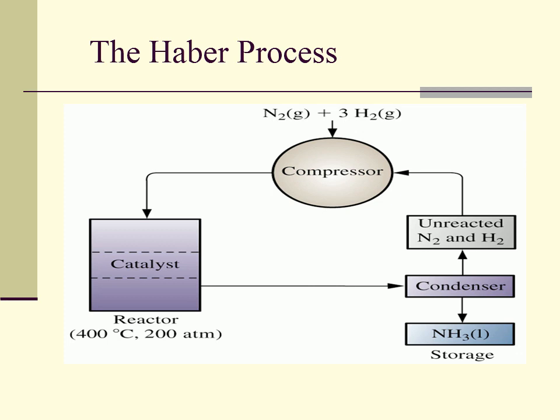So for this, recycling of the H2 and nitrogen is very important. At each pass of the gases through the reactor, only about 15% of the nitrogen and hydrogen will convert to ammonia. So by continuous recycling of the unreacted nitrogen and hydrogen, the overall conversion is about 98%.